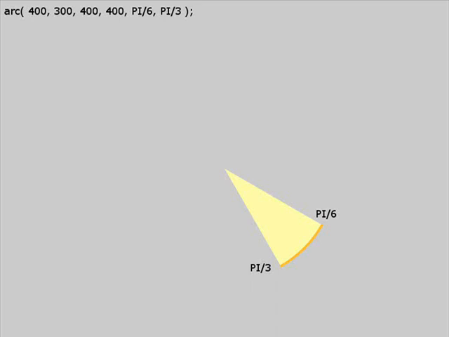When actually drawn, the arc looks like a slice of pizza, drawn from the starting angle to the ending angle. Note that the starting angle has to be less than the ending angle. If you go the other way around, processing will get confused and won't draw anything.